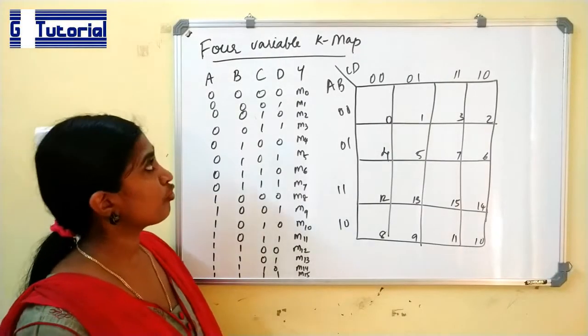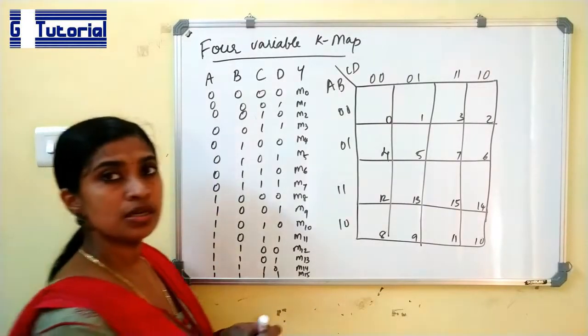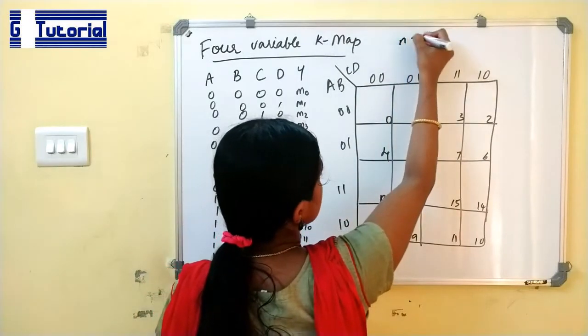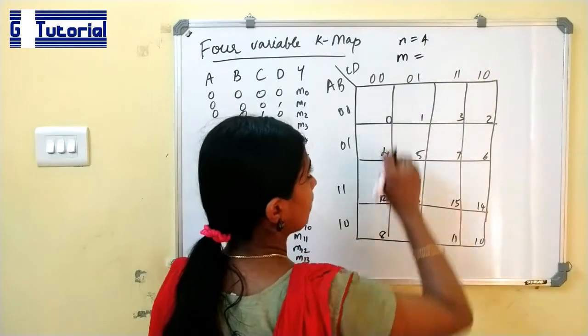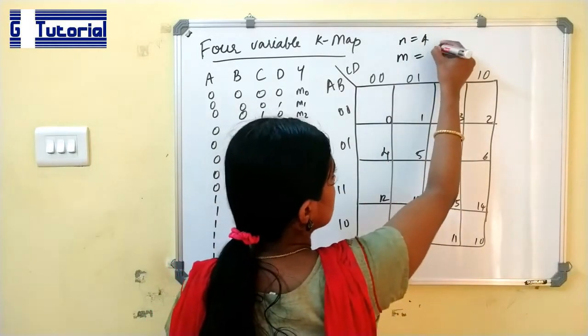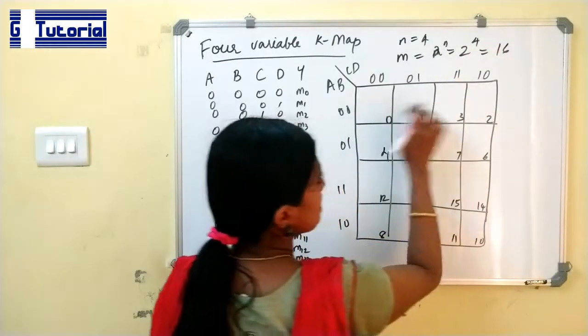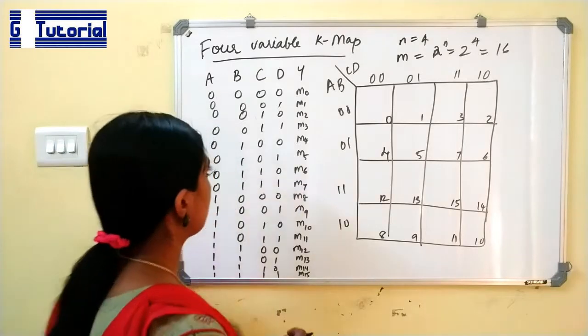Next, let us see the 4 variable K map. This is the possible input combinations. If you are considering 4 variables, it means n is equal to 4. So the number of cells in the K map, m, is equal to 2 raised to n, which is 2 raised to 4, which is 16. So there are 16 cells in a 4 variable K map.